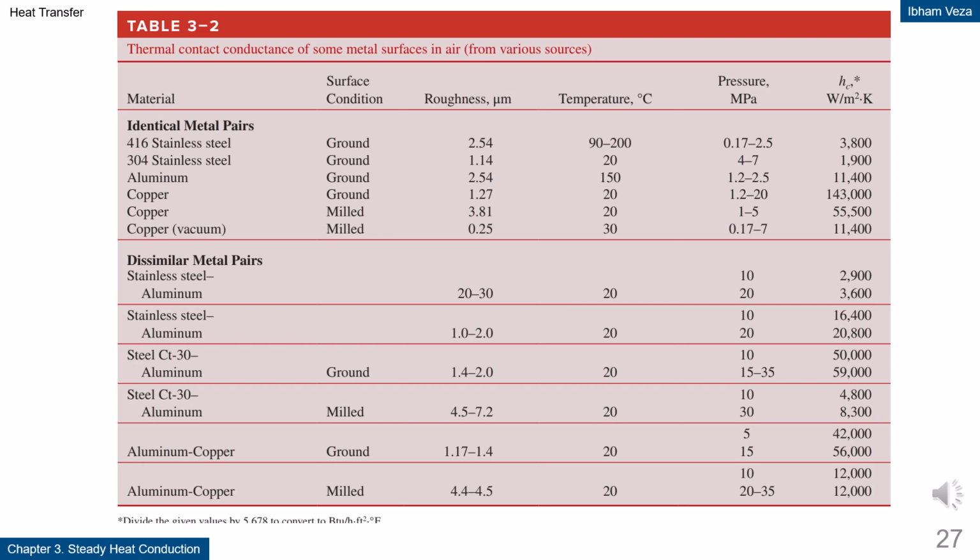Materials such as copper exhibit very high conductance, especially under certain surface conditions. Surface roughness and pressure strongly influence the obtained values. The difference between identical and dissimilar metal pairs is also clearly visible. These data are important as references for thermal joint design.